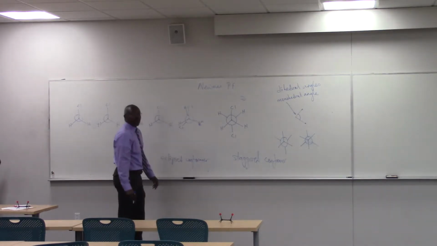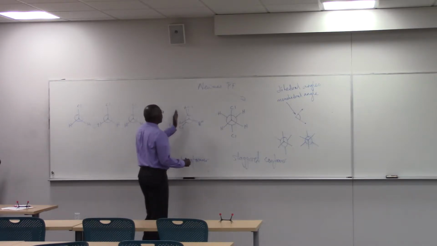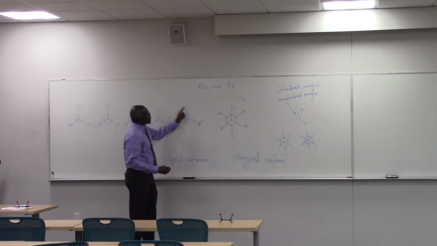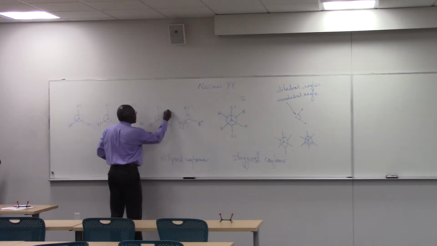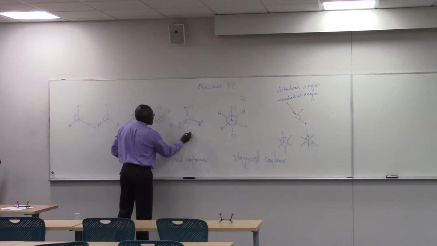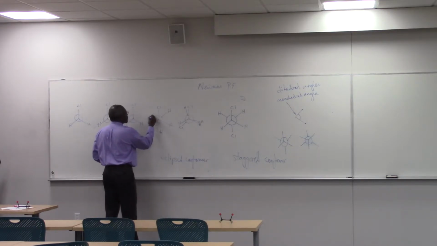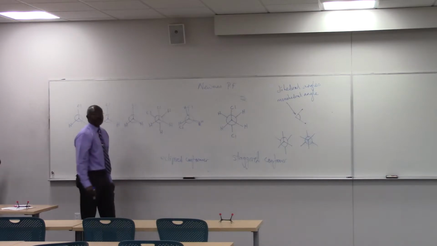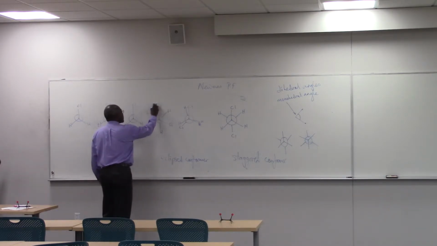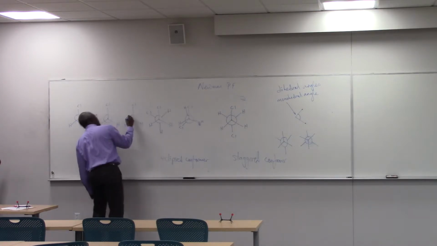Okay? I'm going to do another rotation of 60 degrees. If I do another 60 degrees, that H now moves here. So the H ends up here, that H ends up here, right? And that CL ends up here. Another 60 degrees. That CL ends up behind that one, and I'm going to peek.